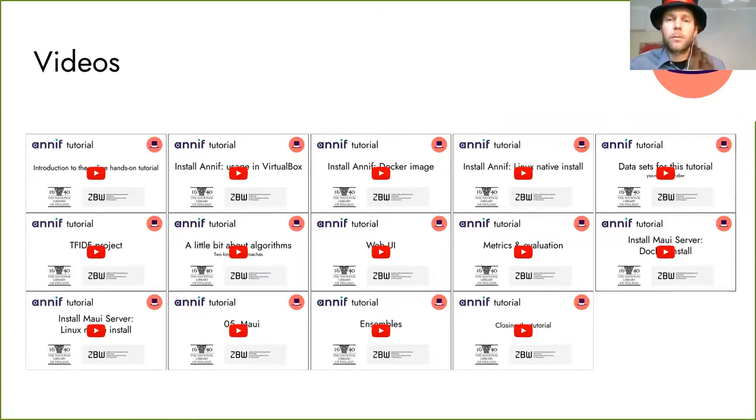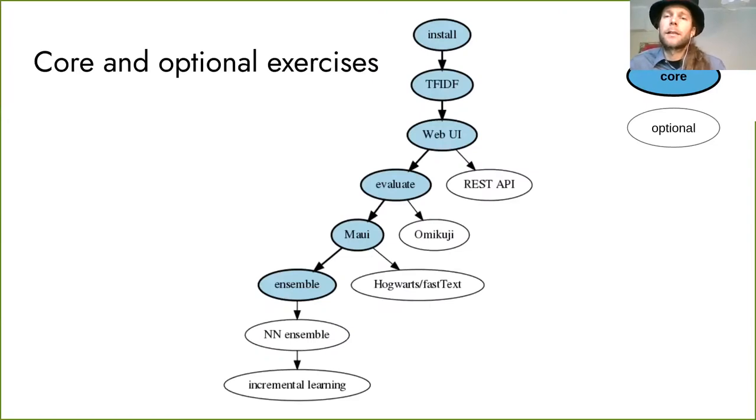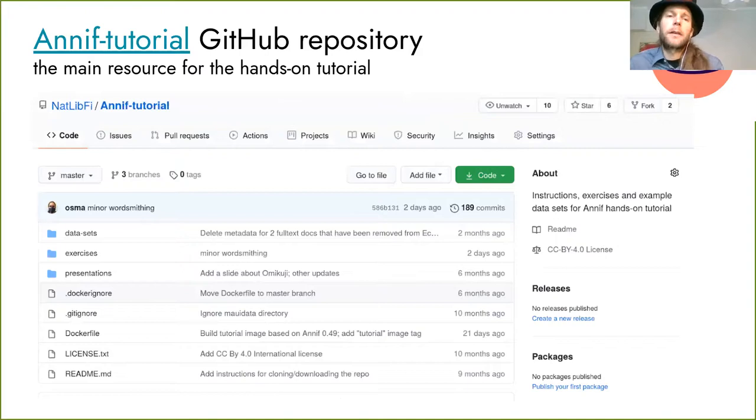There's currently a set of 14 videos, which are available on YouTube, and you're not expected to watch all of them. You can take different paths through this material depending, for example, on what kind of installation you have of Annif. So there's plenty of these available. They are all less than 10 minutes each, so short videos. And then there are these exercises, and these are divided into core and optional exercises. The blue ones here are the core ones. So you should complete at least the core ones to get a good general understanding of what Annif can do. And then the optional ones are if you want to learn more about a particular topic. All of the material is in the Annif tutorial repository on GitHub, and you can go there to find it.